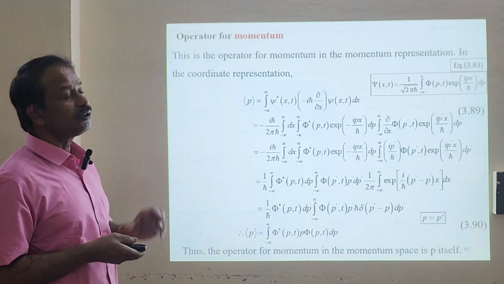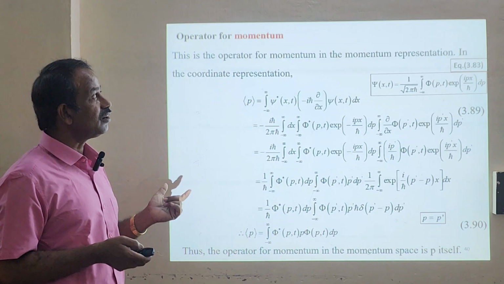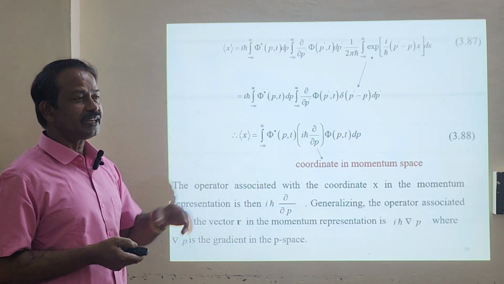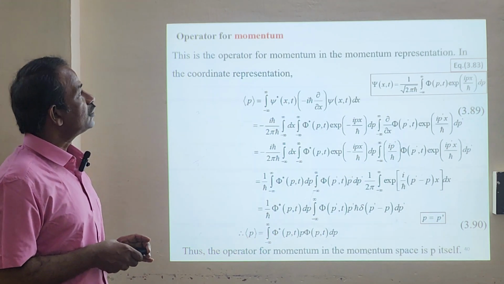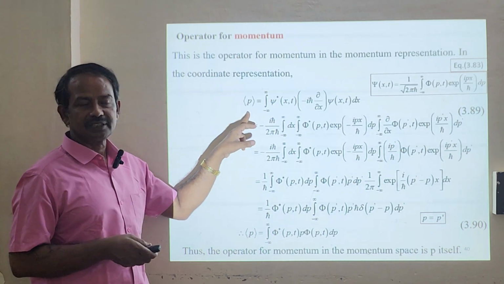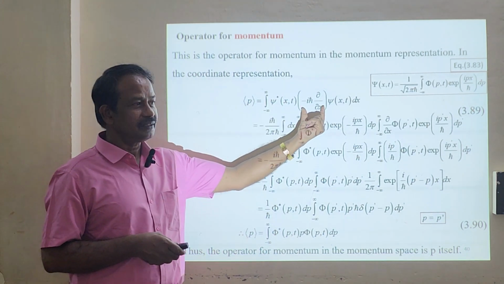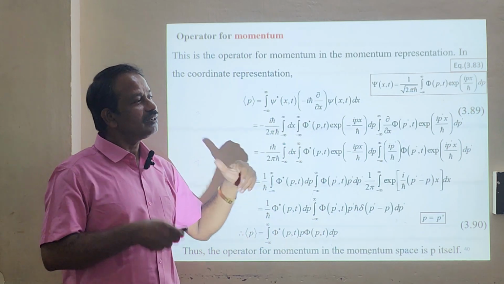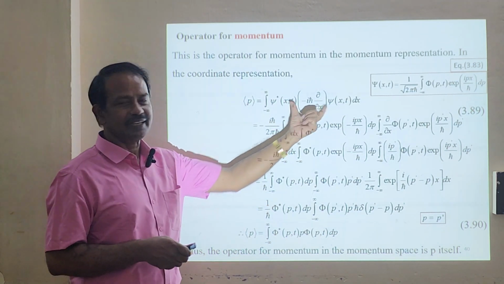Okay. So now we'll go for the operator for momentum. Earlier we discussed the operator in coordinate and momentum space, so now a similar operator for momentum. This is the operator for momentum in the coordinate representation. We already know the expectation value of P is given by the operator sandwiched between the ordinary wave function and the complex conjugate wave function. So we can write it like this.